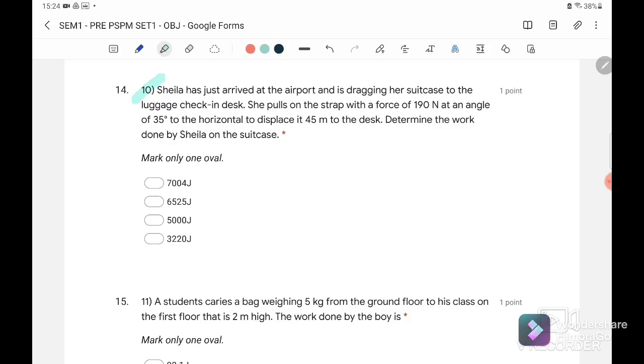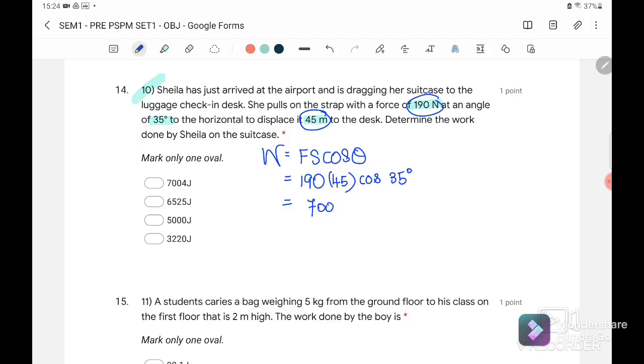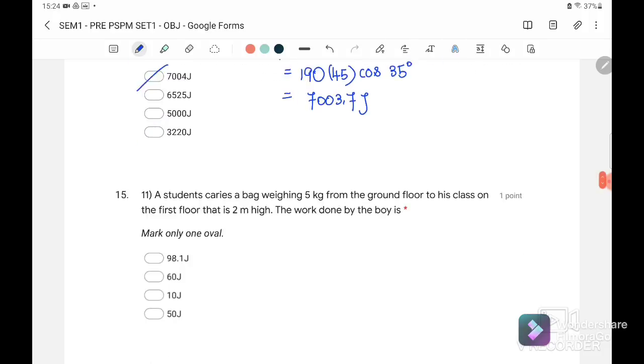Sheila has just arrived at the airport and is dragging her suitcase to the luggage check-in desk. She pulls on the strap with a force of 190 Newton at an angle of 35 degrees to the horizontal to displace it 45 meters to the desk. Determine the work done by Sheila on the suitcase. So we want to find the work done. The work done equation is Fs cos theta, where F is 190 Newton, s is 45, and the angle is 35 degrees. So the answer we will get is 7003.7 joule. So the answer is A.